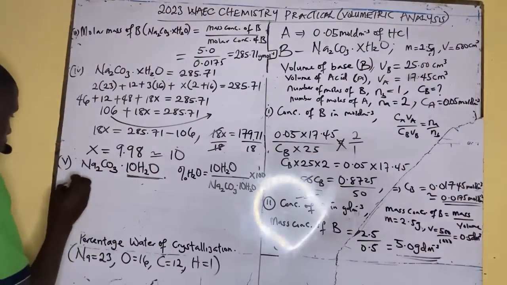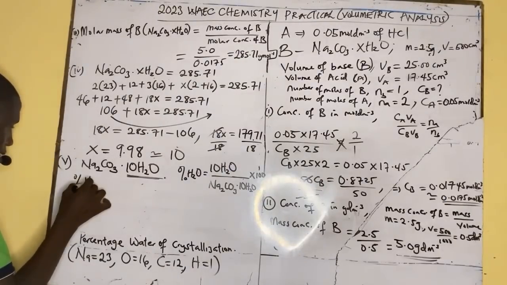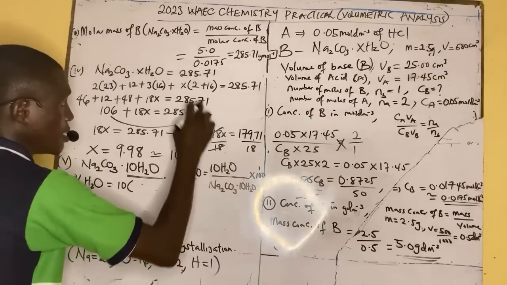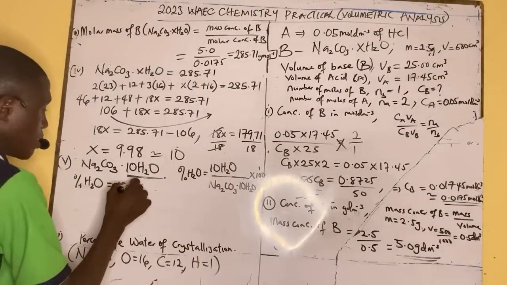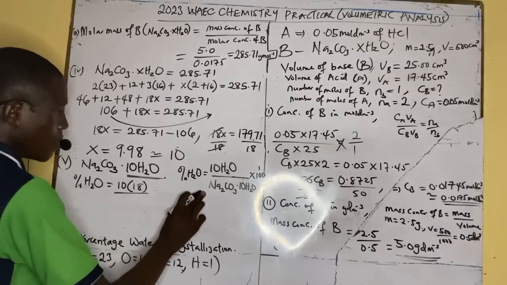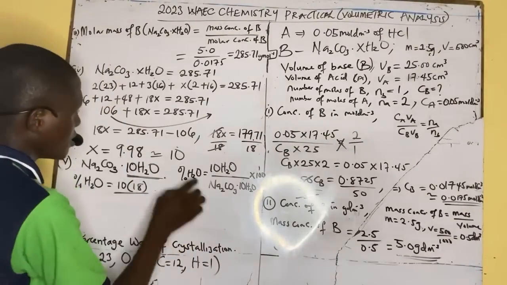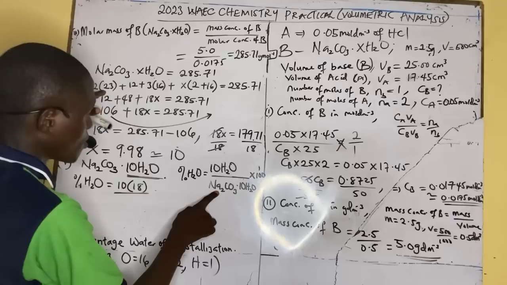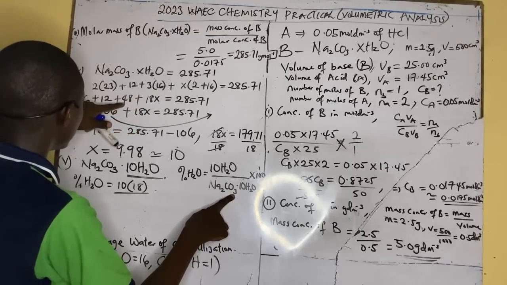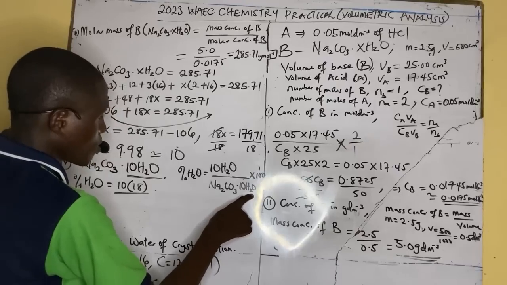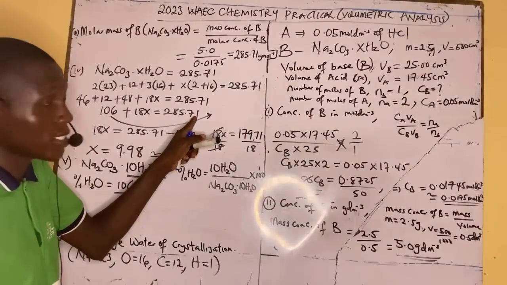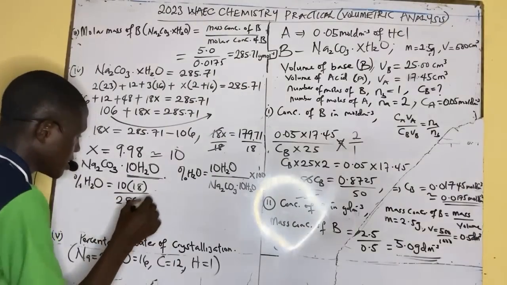So percentage water of crystallization will be equal to the molecular mass of water, which will be 10 into brackets. The molecular mass of water is 18, that is 2 times 1, which is 2, plus 16, is 18. So all over the molecular mass of this compound, just as we calculated it here: 46 plus 12 plus 48, which is 106, plus 10 water, which is 180. So 106 plus 180 will give you 286. It's just that we are using 10 and not 9.8. So this is 286 times 100.